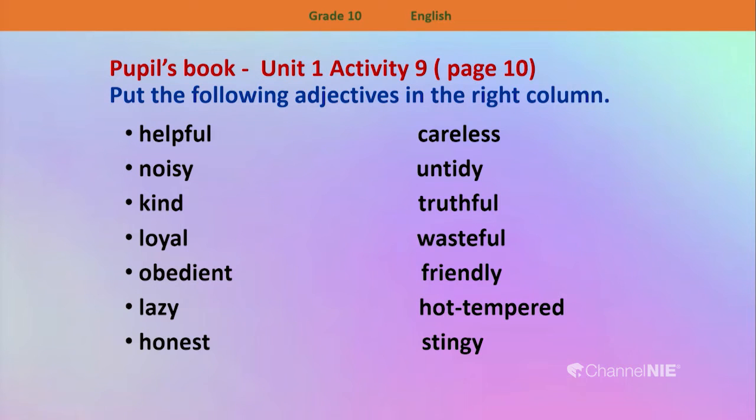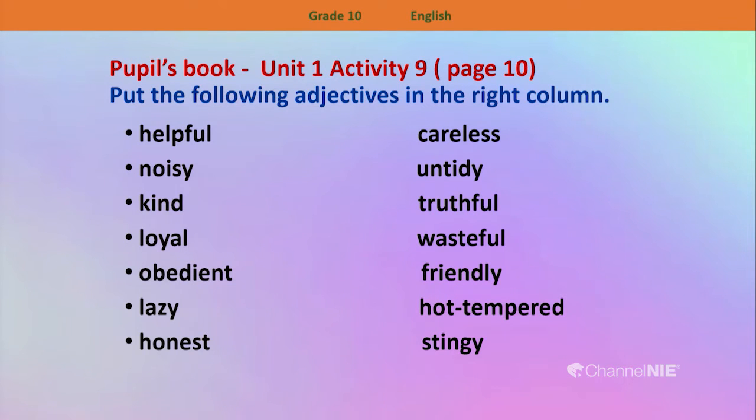Untidy. They are not tidy at all. Some are truthful. They talk only about the truth. And some people are wasteful. They waste things, either money or the resources as well. And friendly. There are people who are really friendly and get on with everybody very easily. Hot-tempered, that hyphenated word, hot-tempered, there are some people who get angry very easily. They quickly get into trouble because of their hot temper. Stingy, they don't like to spend their money or things.